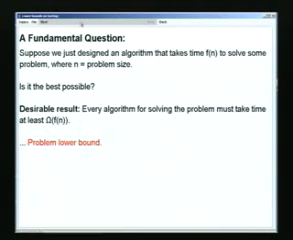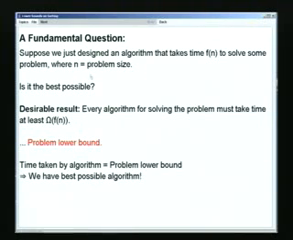Now, if we could prove that the time taken by an algorithm is equal to the problem lower bound, or equal to within some proportionality constant, what do we know? Well, we know that we have the best possible algorithm. If this equality is exact, then we know we have the absolute best possible algorithm. If this equality is approximate, if it is of the form omega, then we know that we have the best possible algorithm to within a constant factor. So, this is the main motivation for studying what are called problem lower bounds.